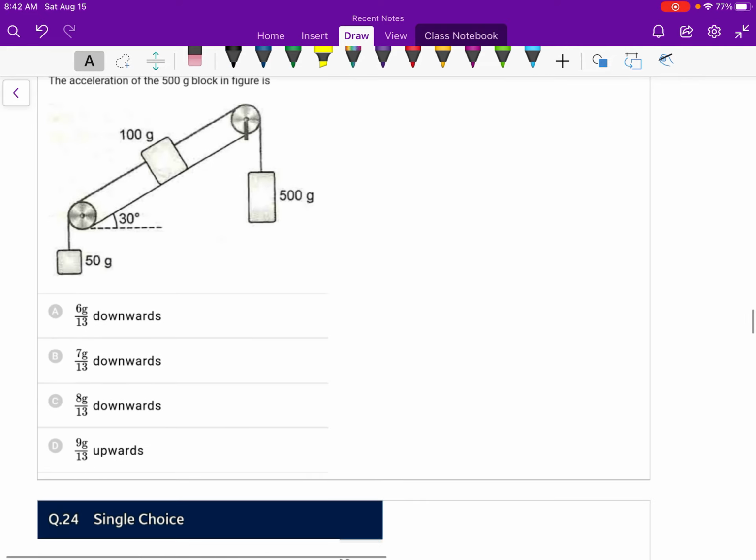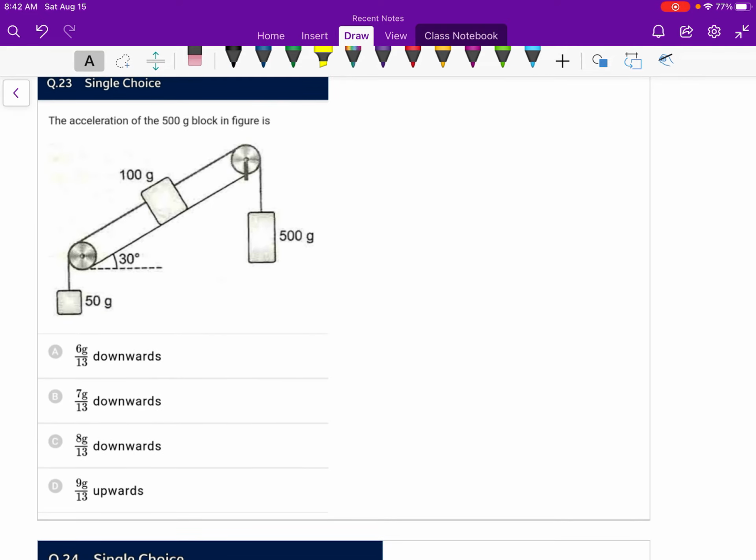So A is the correct option. The acceleration of the 500 gram block: this 500 gram mass is pulling 0.5 g in the clockwise sense, and 0.05 g in the anti-clockwise sense. Also 0.1 g sine 30 in the anti-clockwise sense. So acceleration is net pulling force.